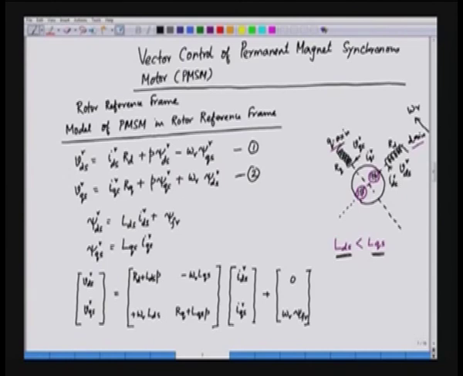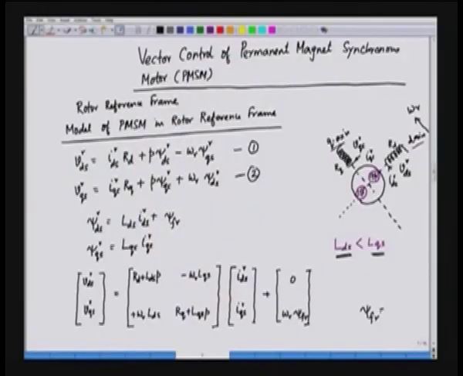So, we can replace this psi f r. Psi f r is the field flux. What is field here? Field is a permanent magnet. We can represent this equivalently by means of a current, and that current is I f r. So, we can say that psi f r is equal to L m d into I f r. So, this is the model of the PMSM in rotor reference frame.